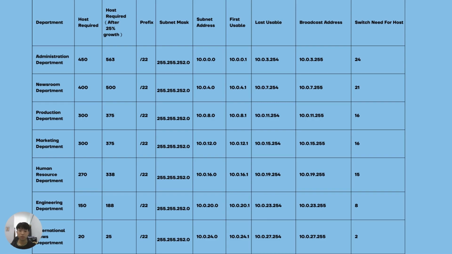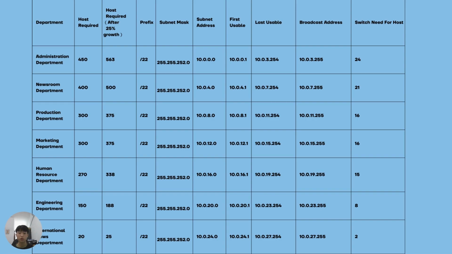Last, the switch need for host is use the total host required, which is 563, divide by 24. So the answer is equal to 24. So this is all for the subnetting table. And until here, this is all for my part.